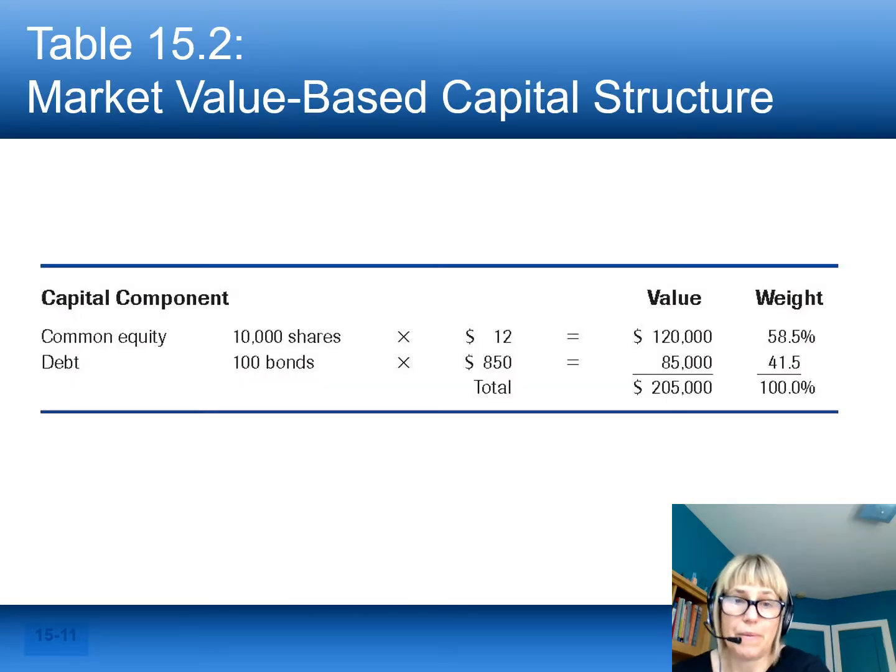So here's a good example. If there's 10,000 shares at $12 a share, well, the value of that is $120,000. If there's 100 bonds at $850 per bond, that's $85,000. So the total capital is $205,000. To figure out the weight, we take 120,000 for common shares divided by 205,000, and we get a weight of 58.5%. We do the same thing with debt, 85,000 divided by 205,000, and we get 41.5%. So there's our capital structure in terms of our weights.